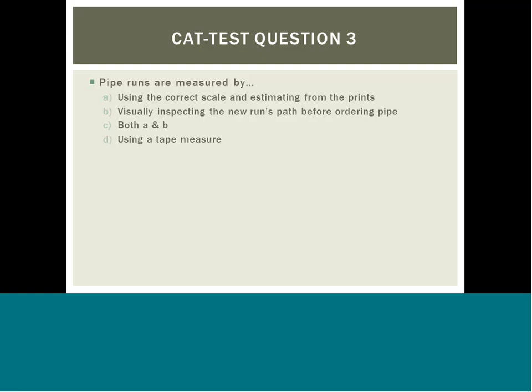CAT test question 3. Pipe runs are measured by A, using the correct scale and estimating from the prints, B, visually inspecting the new run's path before ordering pipe, C, both A and B, or D, using a tape measure. Answer C is the best answer here because both answers A and B are correct, but answer D does not work because tape measures are often not long enough to measure long distances.